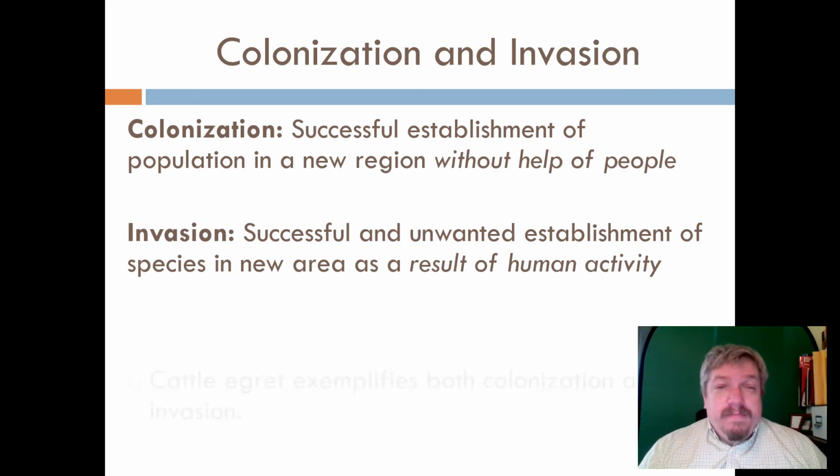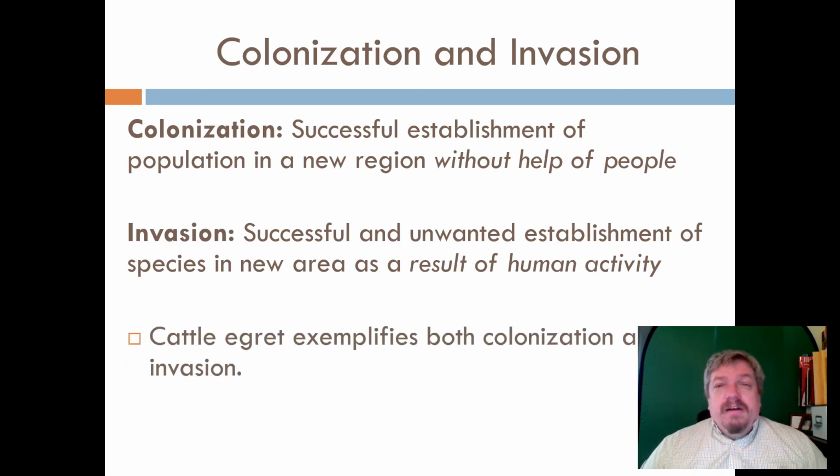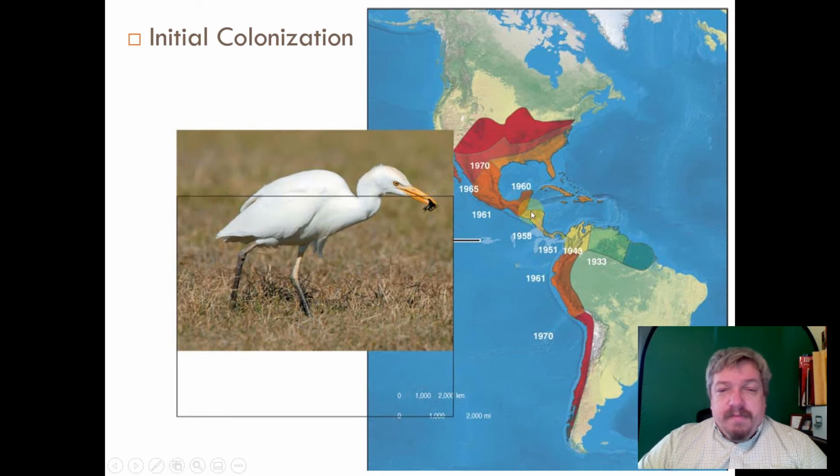Totally unintended. Okay? A great example the book talks about is an animal that's done both, the cattle egret. So this is a bird right here. It lives near cows. As cows eat the grass, it stirs up the bugs, and they eat the bugs. So they live wherever there are cows. They are originally from Africa and Europe.